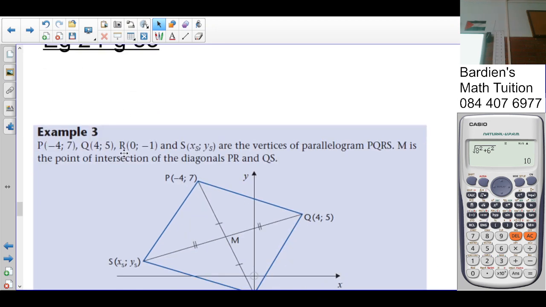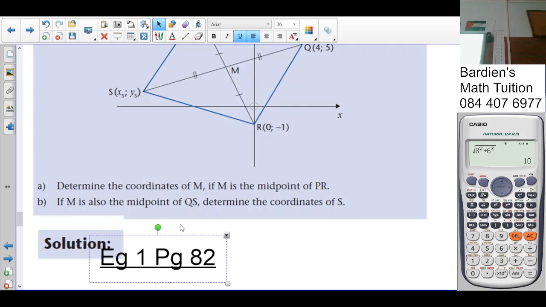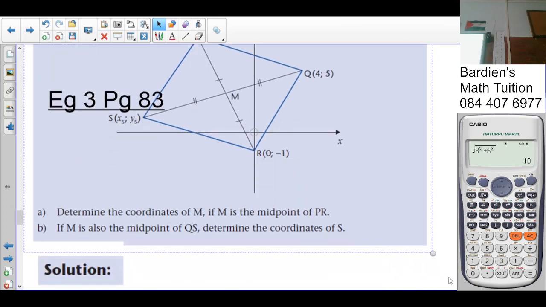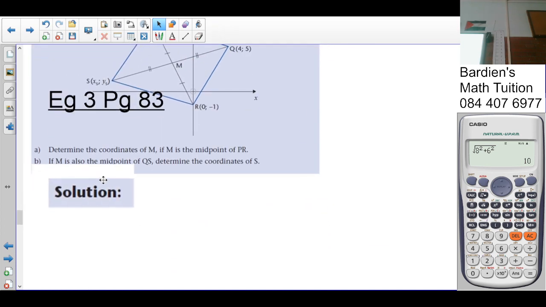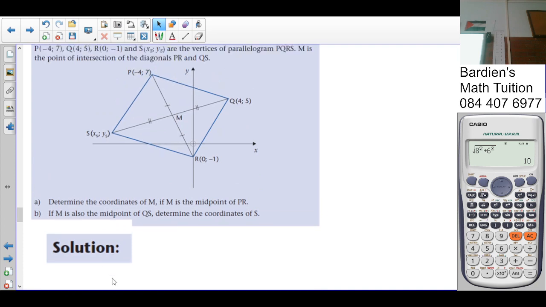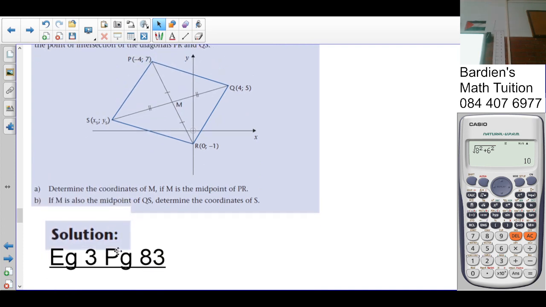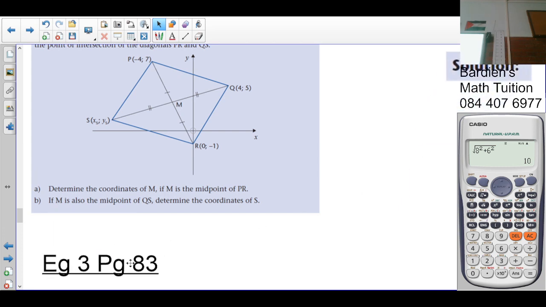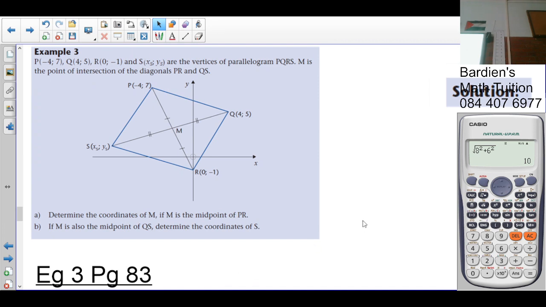Look at example 3 on page 83. Okay, in example 3 on page 83, we are told that P, which is negative 4 and 7, Q, which is 4 and 5, R, which is 0 and negative 1, and S, which is xS and yS, are the vertices of a parallelogram.